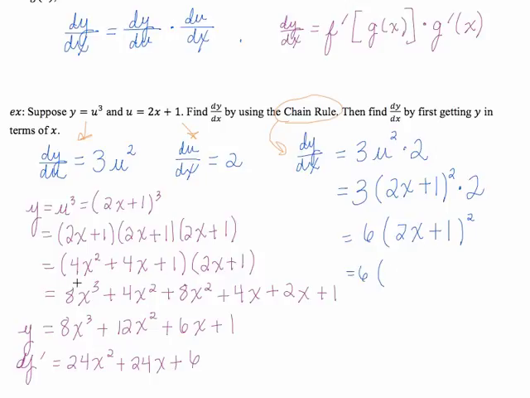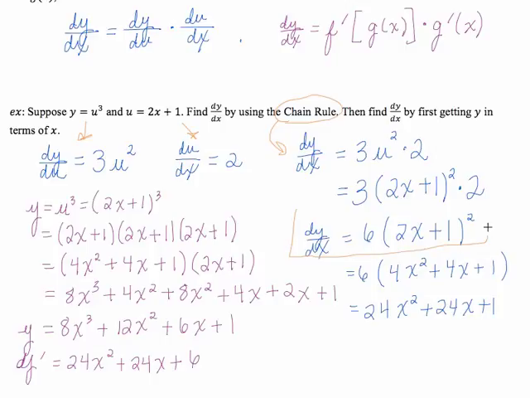Let's come back over here and expand this a little bit. 2x plus 1 all squared, I just did that right here, is 4x squared plus 4x plus 1. Distributing the 6, I do get the same thing, 24x squared plus 24x plus 6. So you can see that it does work. Now, if I were doing this problem using the chain rule, I would actually stop right here. That would be my final answer.